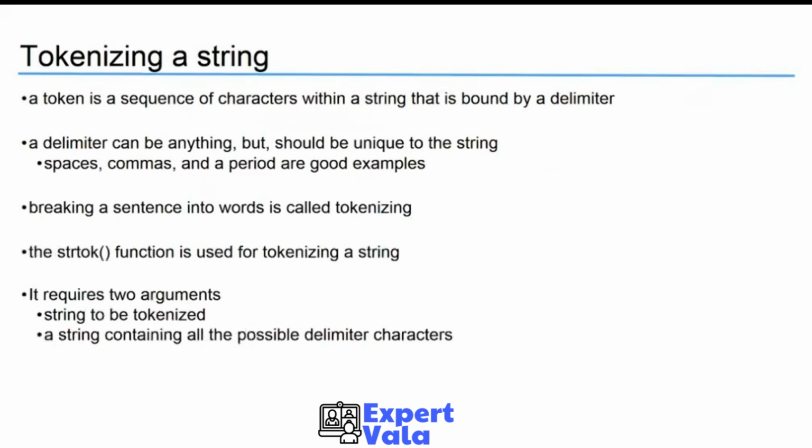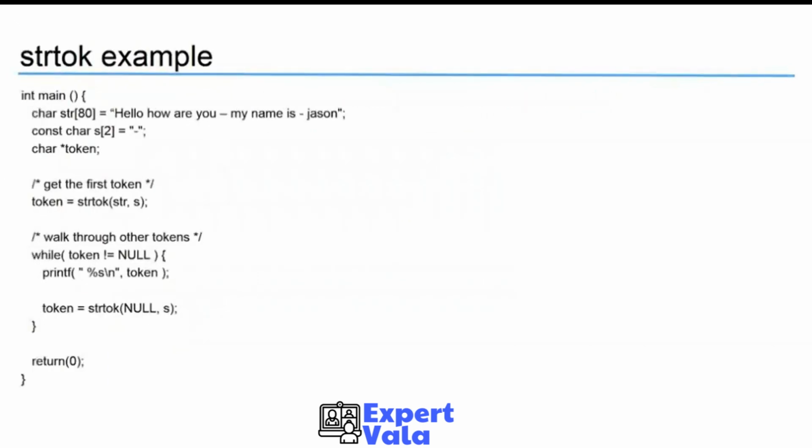It requires two arguments: the string to be tokenized, which is the entire string that has the spaces and the delimiters, and then the string containing all the delimiter characters. You can specify what you want to set as the boundary. So here is an example. We are creating a character array of 80. It says hello, how are you? You are Des. My name is Des Jason. We then create a constant string that represents the delimiter, which is the dash. It looks a little different, but it's still the dash. They are both dashes.